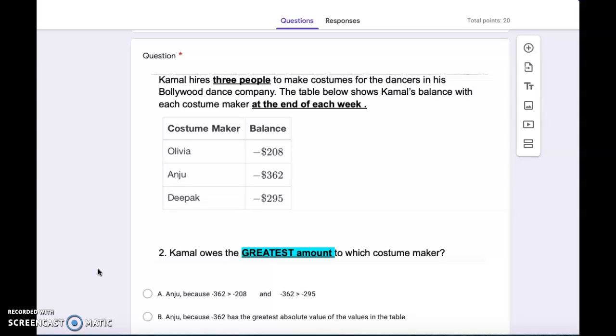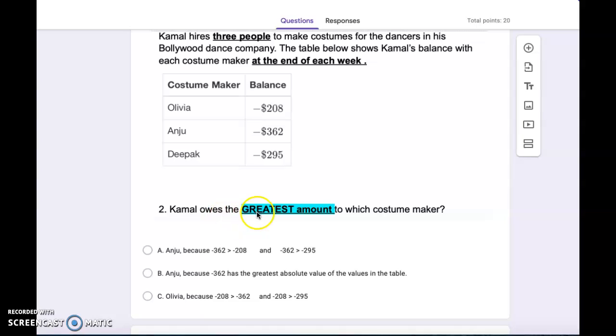Number 2. Kamal hires 3 people to make costumes for the dancers in his Bollywood dance company. The table below shows Kamal's balance with each costume maker at the end of each week. So the table shows Olivia is -208, Anju is -362, and Deepak is -295. Kamal owes the greatest amount to which costume maker?